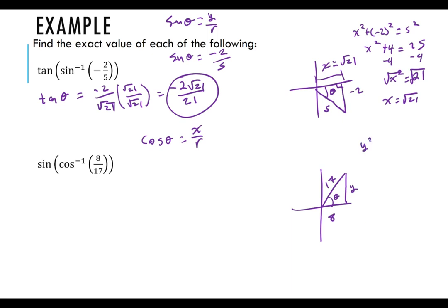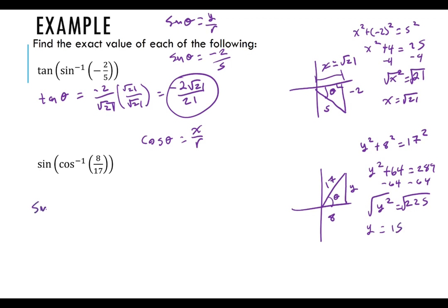So y squared plus 8 squared is equal to 17 squared. y squared plus 64 is equal to 289. Minus 64, minus 64, we get that y squared is equal to 225. Take the square root of both sides. Square root of y squared is y. Square root of 225 is 15.